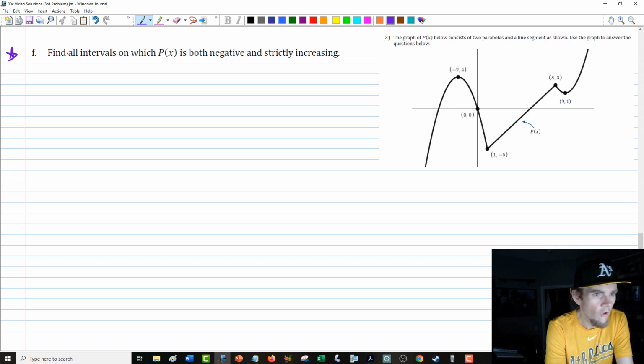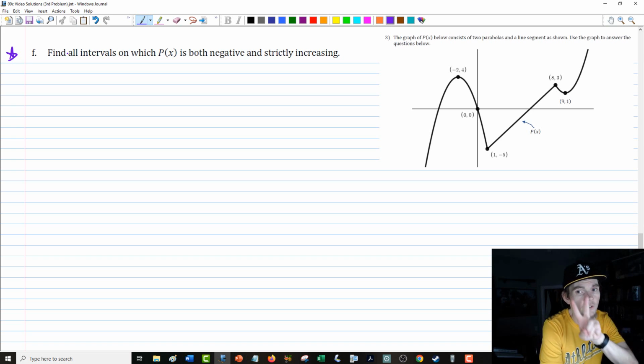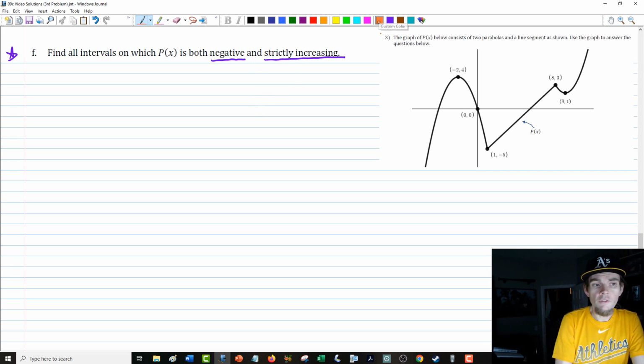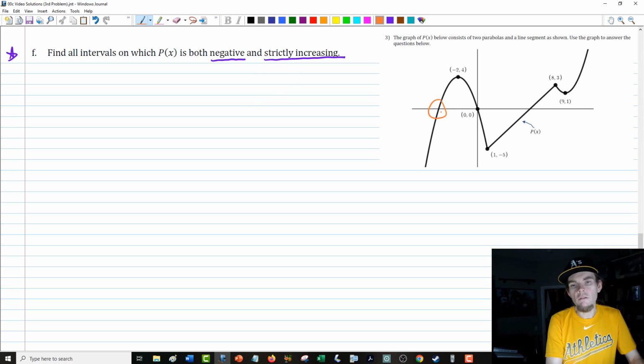So, in other words, we're looking for a section of the graph where 2 separate properties hold. We want the graph to be negative. We want the graph to be strictly increasing, so getting bigger. Now, to help us a little bit here, I want to go through and label those x-intercepts that we don't have on here just to make sure that we've got that down for the rest of our work.